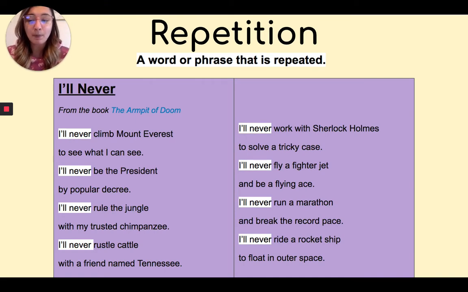So this is just a part of this poem. This poem was very long, but as you can see, there is repetition in this poem. Highlighted in white, I highlighted I'll never. In every other line, you see I'll never is repeated. So that is repetition in a poem. It could be different words, it could be different phrases, but if it is put in the poem more than one time, then that is repetition.